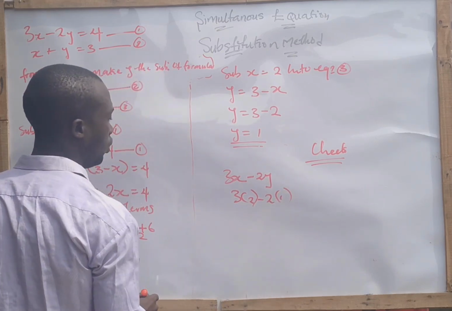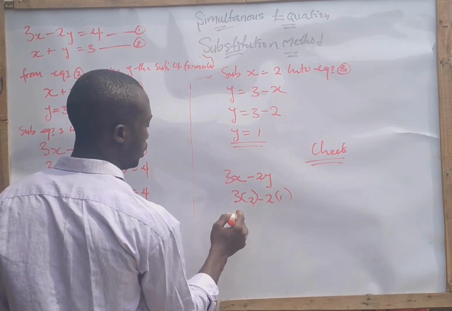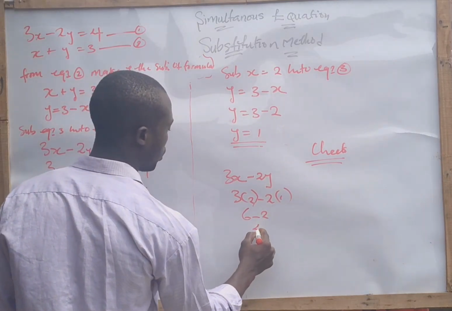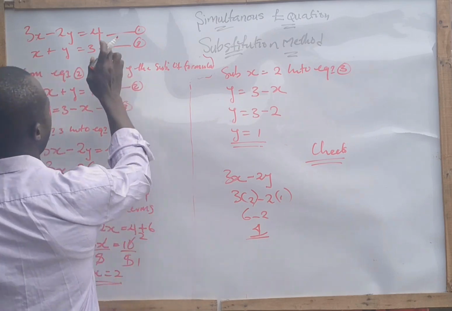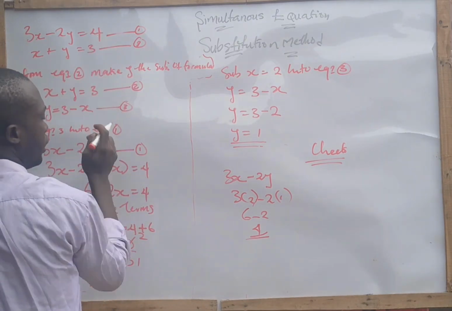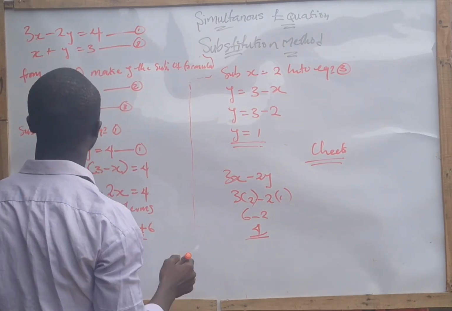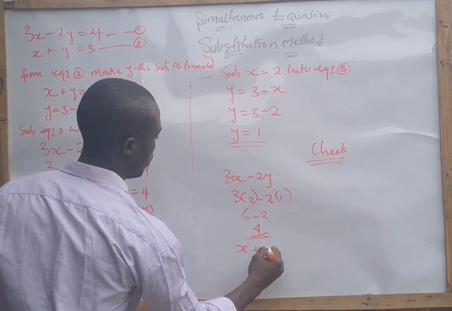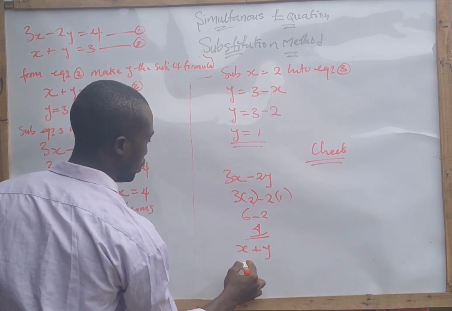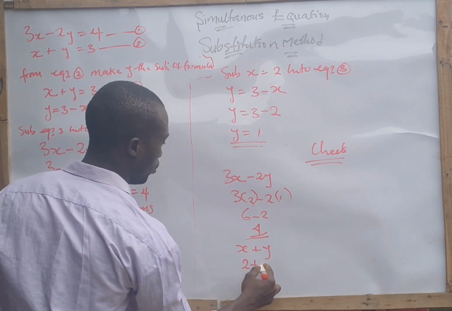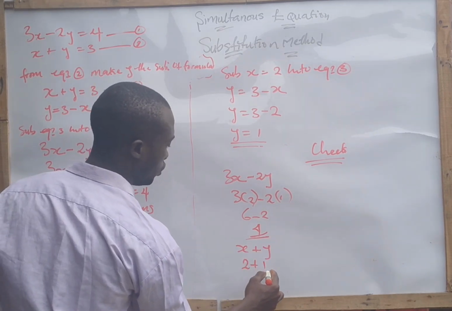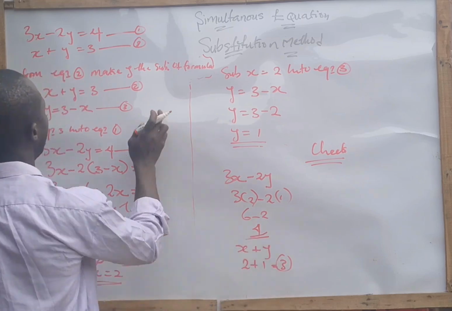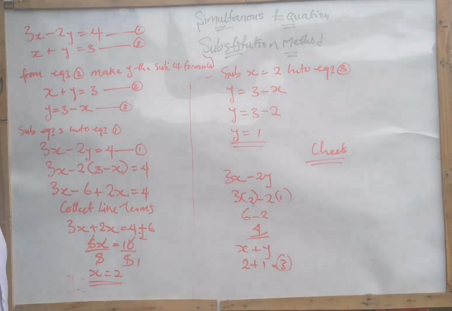So here we have what? 3 times 2 will give us 6. Minus 2 will give us what? 4. So definitely our answer is correct. So for equation 2, we have our x plus y, which will give us what? x is 2 plus 1, which will give us 3. So definitely our answer is correct.